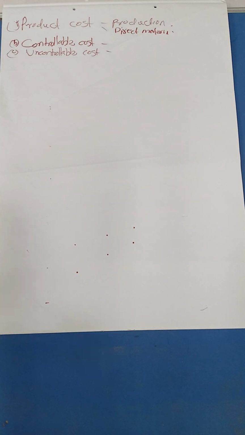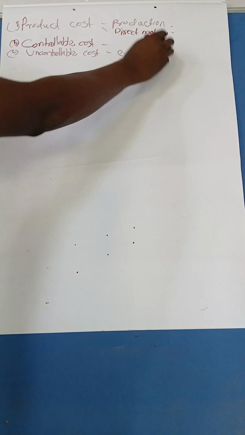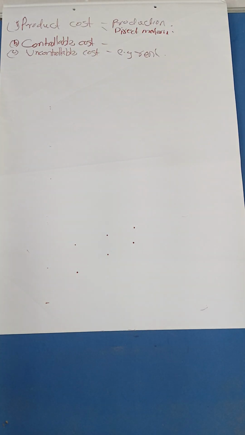Let's say we have fixed costs, like rent. Here, if we have just agreed with the owner of the building that we are going to pay this, we cannot control that. We have just to pay that. So it cannot be influenced. But the controllable costs can be easily influenced by the management.